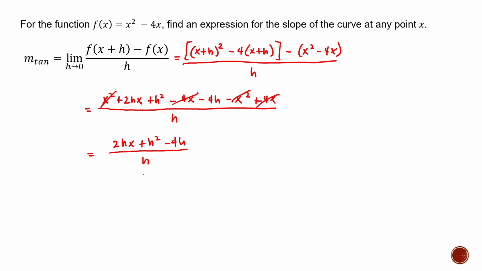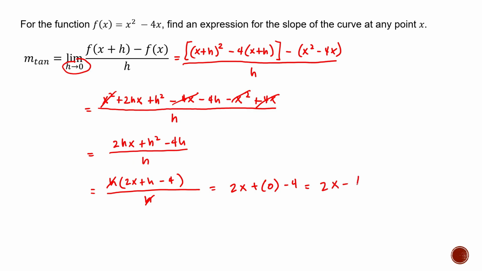Now you know that you're doing the right thing if you notice that on top there is a common factor, which is h. So I'll factorize the numerator: h times 2x plus h minus 4, divided by h. Like I mentioned earlier, you know you're doing the right thing if you are able to cancel out that h. So we have 2x plus, this time we substitute 0 for h, 0 minus 4. So our answer is 2x minus 4.